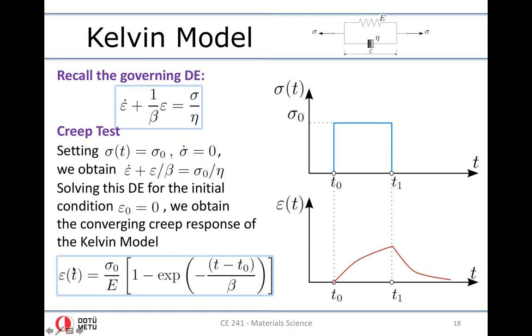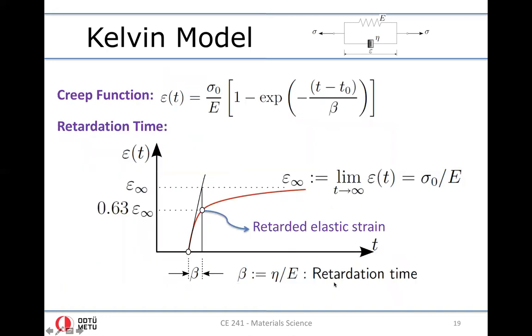On the other hand, when you take the derivative of this strain and evaluate it at t0, you will see that this is going to be sigma 0 over eta, which is nothing but the initial slope of the creep curve. Okay, so similar to the relaxation time, we can also define the retardation time.